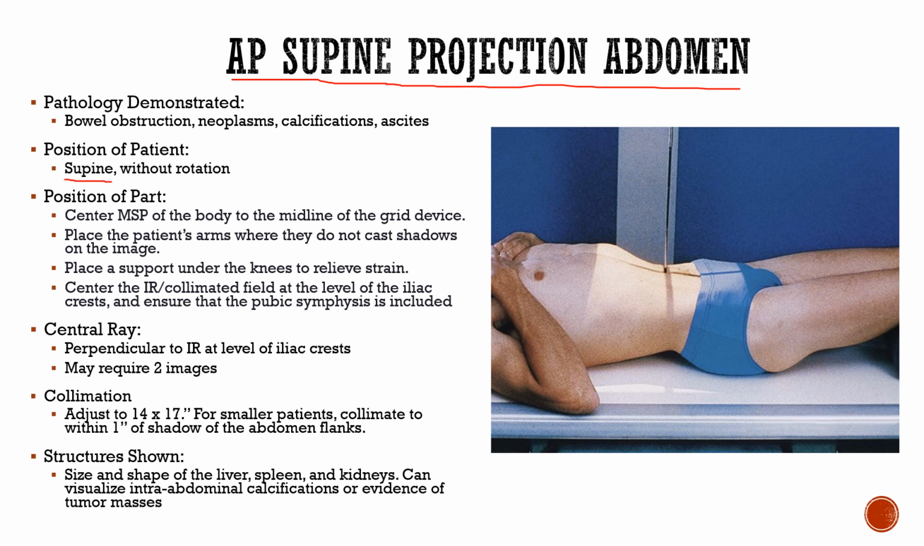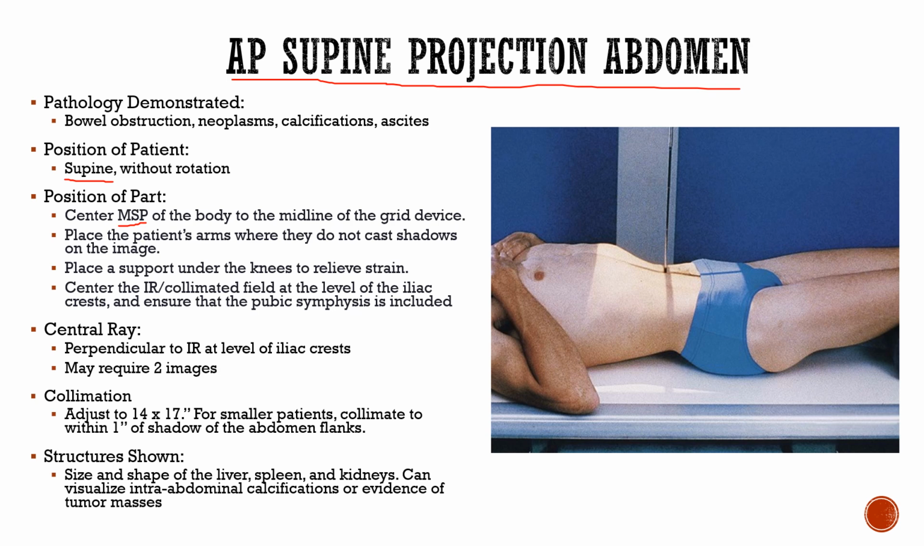The patient is going to be supine without rotation, and the mid-sagittal plane of the body should be to the midline of the grid device. We want to make sure the arms are out of the way so they don't cast shadows on the image, and put a support, a sponge, under the knees to relieve strain. It helps to relieve that voluntary motion that we talked about earlier.